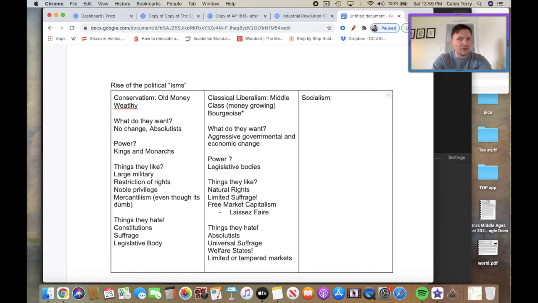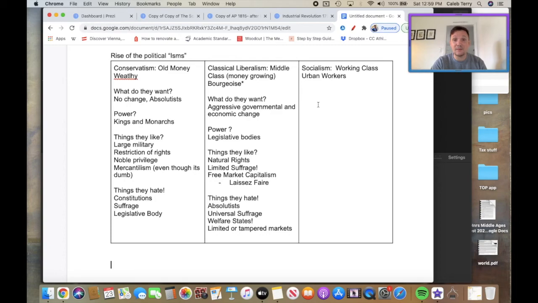Now who are these people? These are the working class, okay? The socialists, all right? The big thing about socialism is that it is going to be born out of the French Revolution. They are the urban workers mostly, and they're also going to be the poorer populations as well. Those are your socialists during this time period. And what do they want is a very, very important thing. What do they want?